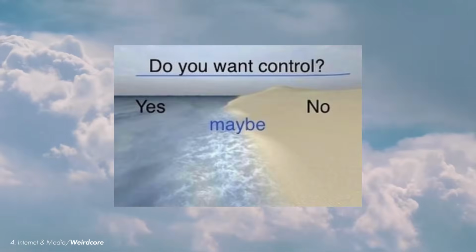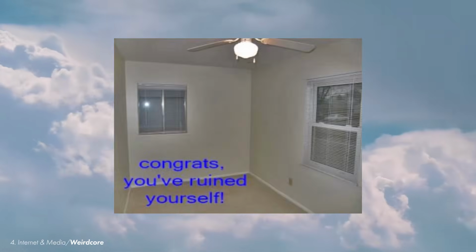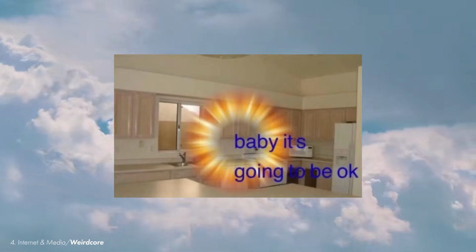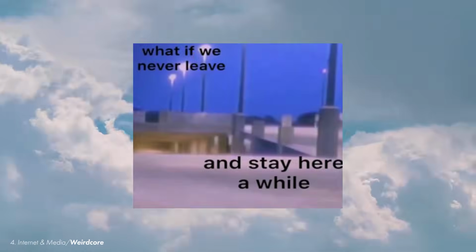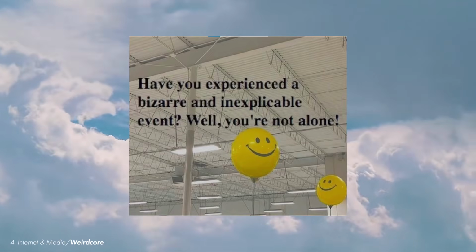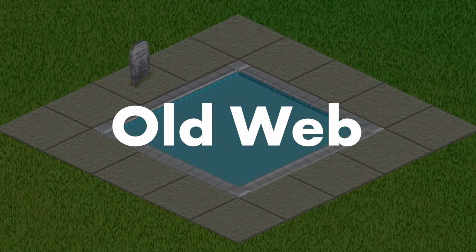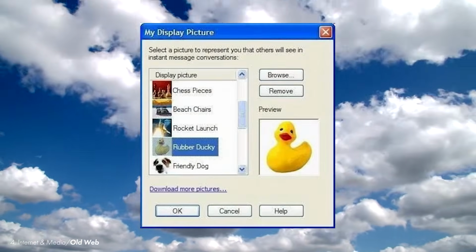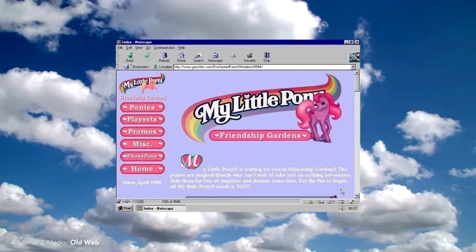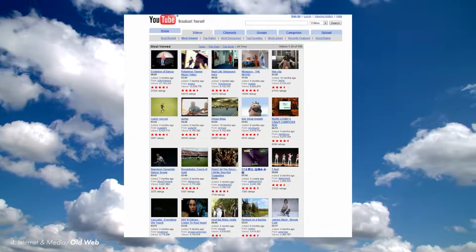Weirdcore is very similar but gives off the feeling of dread and loneliness. It's heavily influenced by imagery from old computers and amateur photography from the early 2000s. There's usually some sort of text that says something very vague and unnerving, seemingly out of context and leaving the viewer to interpret it. Old web is an aesthetic based on design elements from computers and the internet from the 90s and early 2000s. And that's all for internet and media aesthetics.